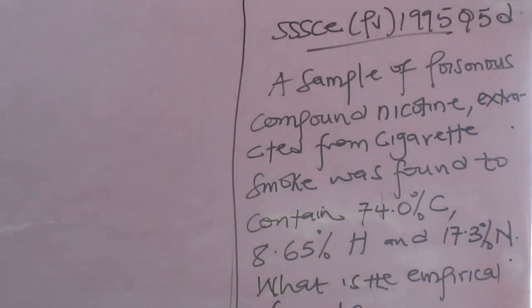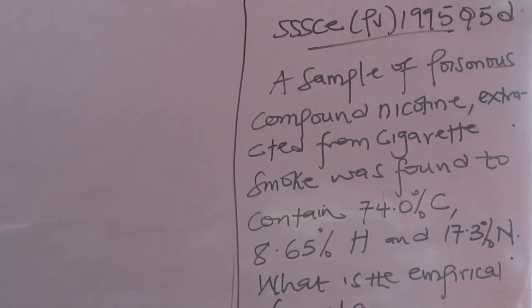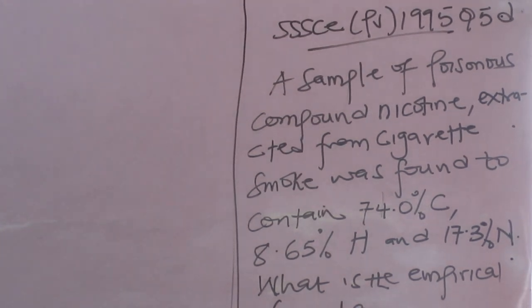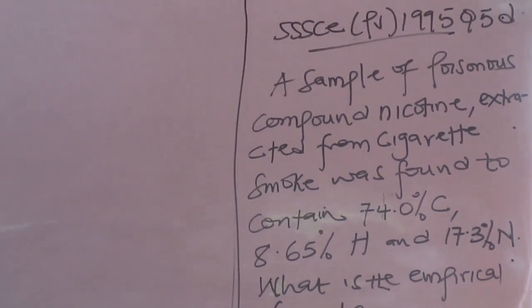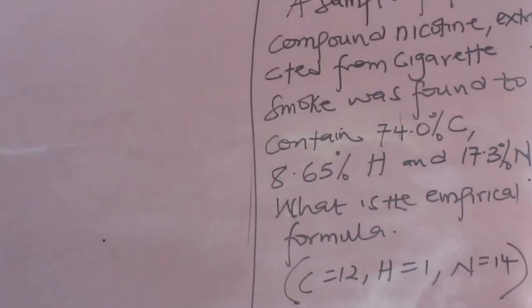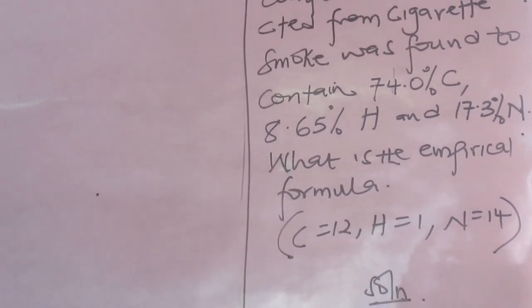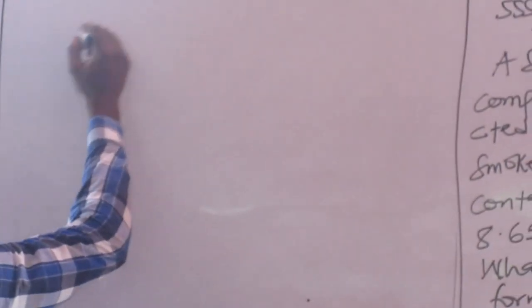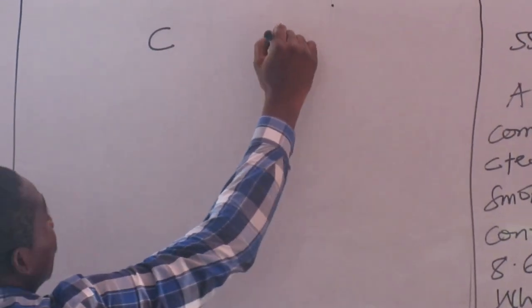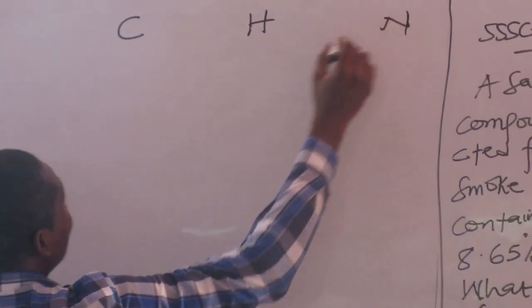Let's look at our sample question. A sample of the poisonous compound nicotine, extracted from cigarette smoke, was found to contain 74.0% carbon, 8.65% hydrogen, 17.3% nitrogen. What is the empirical formula? That is how we go about it. So we have carbon, hydrogen, and nitrogen.